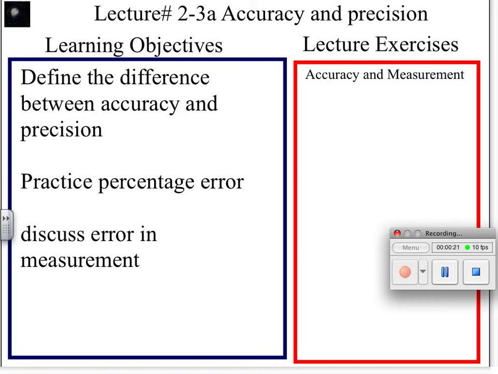Our goal here is also to practice percentage error. How do we calculate how wrong we were in an experiment? And finally, we're going to discuss errors in measurement in general. We're leading up into learning how to write numbers in a scientific fashion and how to make good calculations.